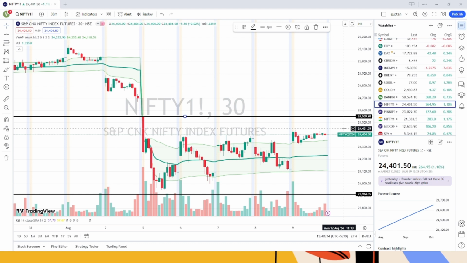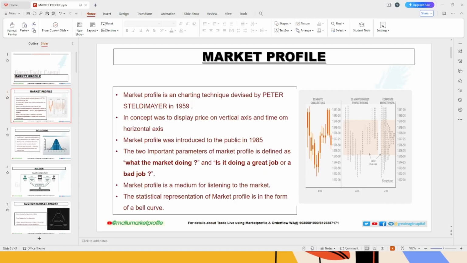The second answer will be replied using what? Is it doing a good job or a bad job? How can you identify it? Your trade setup will give a profit or loss. When it is giving a profit, you can say it is doing a good job for me. And the second one: is it doing a bad job for you? You are making a loss.